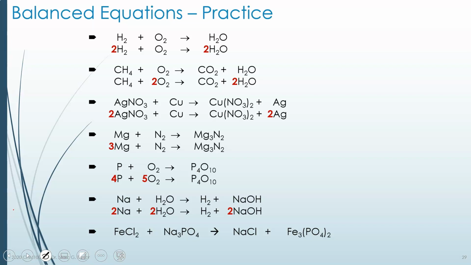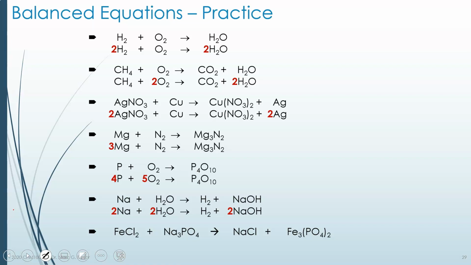But you notice you have to double everything. If you're going to double one thing, you have to double everything you've already determined the ratio of before you figure out the remaining coefficients. So this last one is iron 2 chloride plus sodium phosphate makes sodium chloride and iron 2 phosphate.